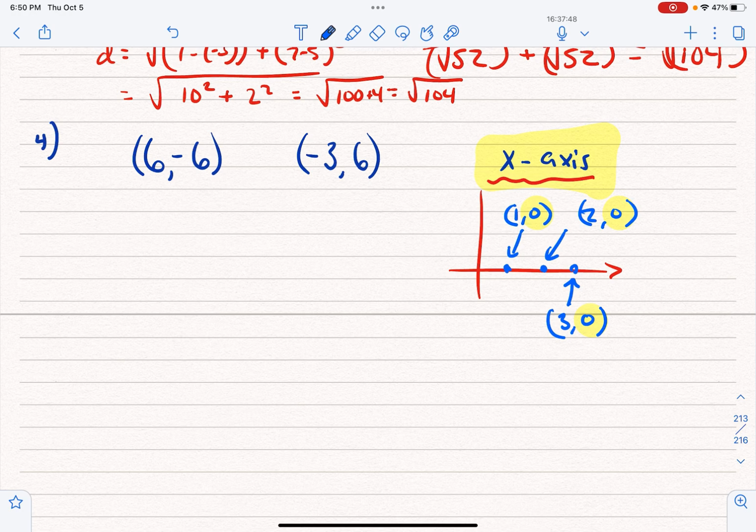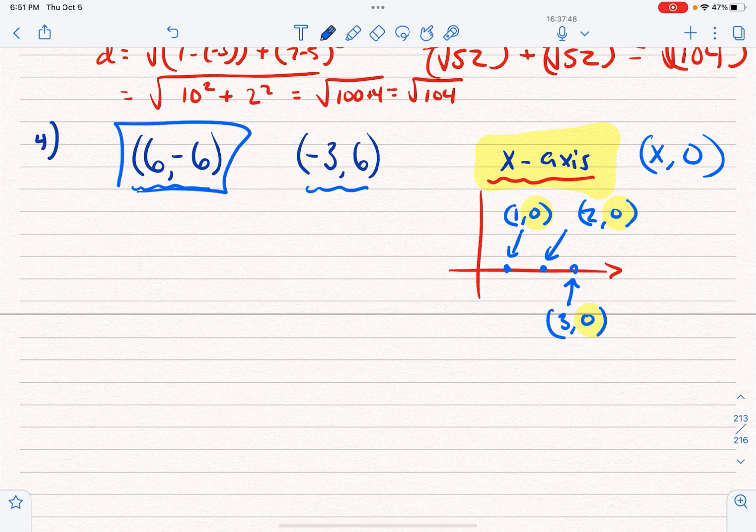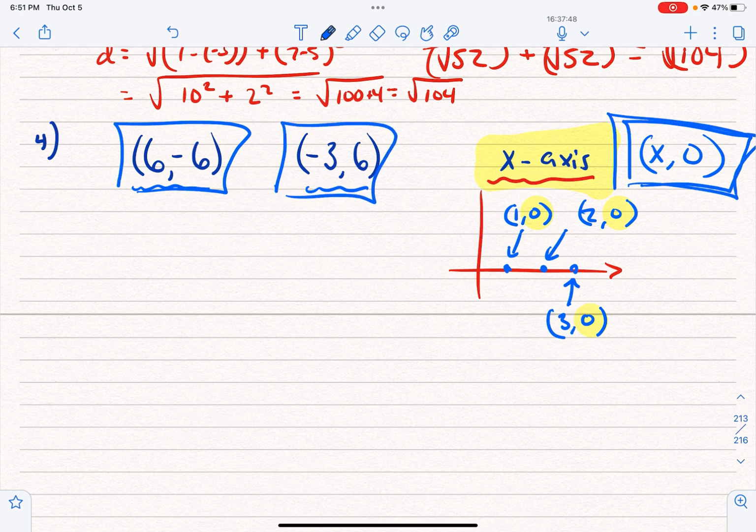Now the question was, what's a point on the x-axis that's equidistant between these 2 points? So I know that the point on the x-axis is going to have an x-coordinate and the y-coordinate is going to be 0. So what I do is I find the distance from here to here, and then I find the distance from here to here. And because I want them to be equidistant, I set those two distances equal to each other.